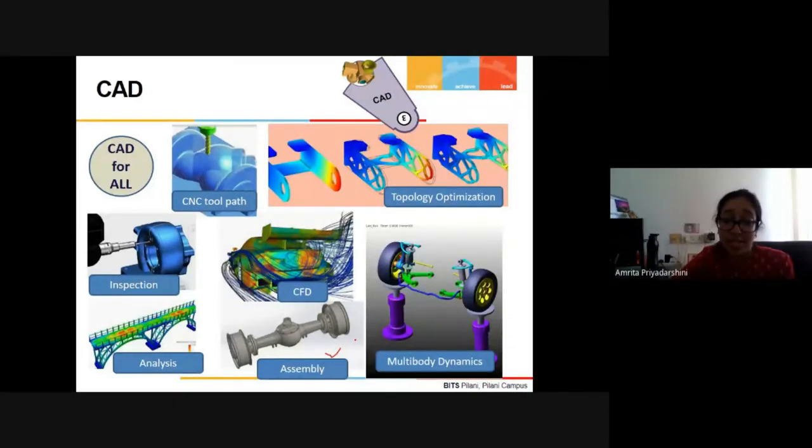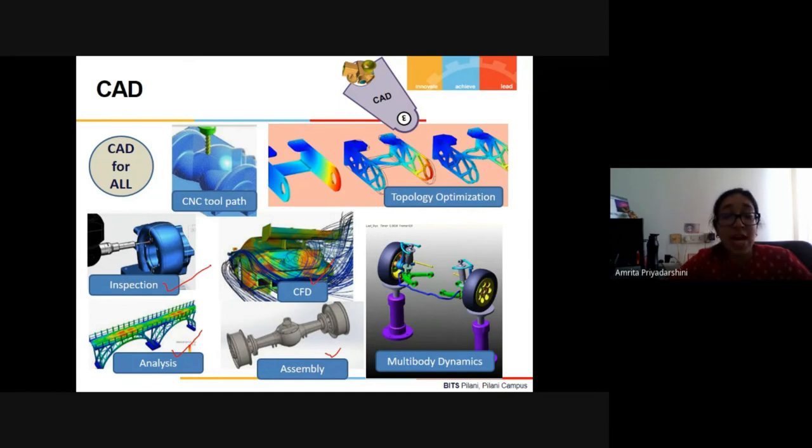So one is assembly. Then we have analysis, FEM analysis. Whether it is a bridge here, or what I said in the previous slide about 3D printing, if you want to simulate and understand where the residual stresses are, how to reduce them, how to reduce porosity, the first thing for any analysis, for any simulation, we require a CAD model. Similarly for CFD, we also require a CAD model.